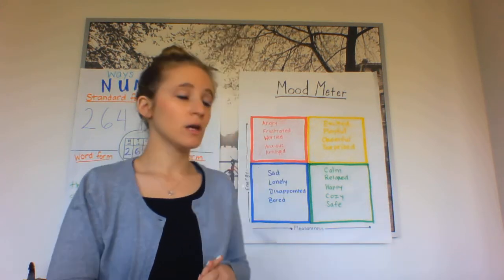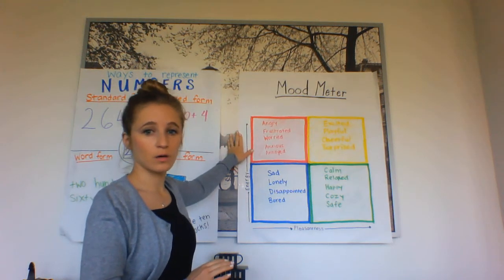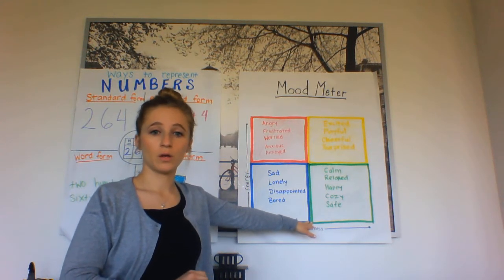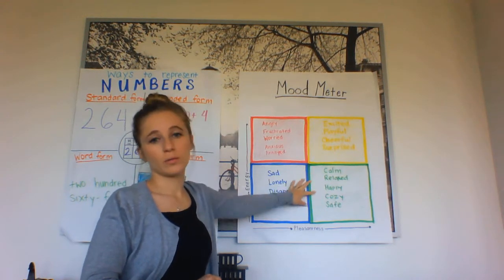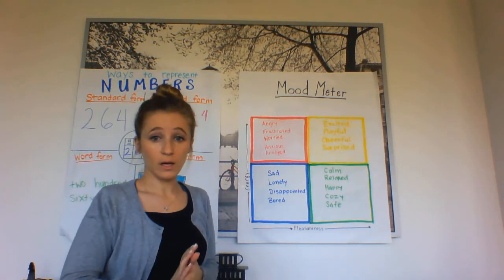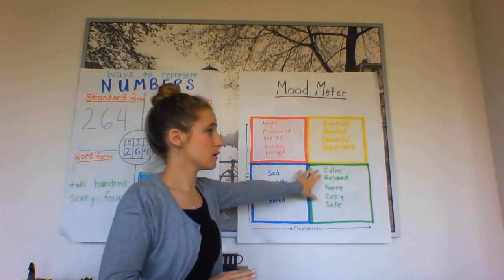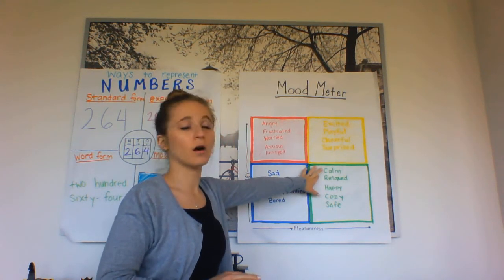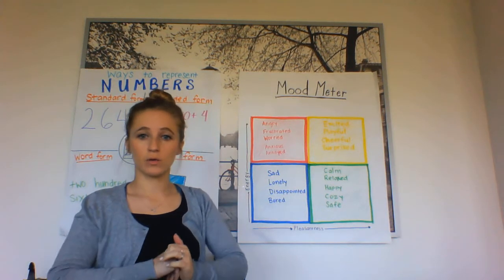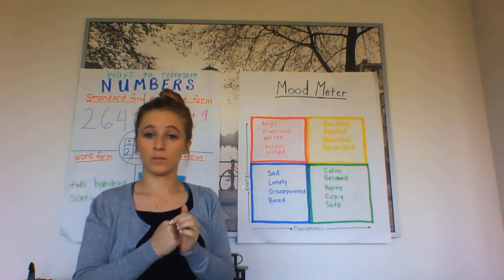So looking at the mood meter, remembering that as we go up the mood meter our energy is going up, and as we go across our pleasantness is going up. Think about where you are on the mood meter right now. Remember, anywhere that you are is okay. But probably the best place for learning is in the green, where we're feeling things like calm and relaxed. Okay, so just do a quick mood meter check-in with yourself and think about how you are feeling today.